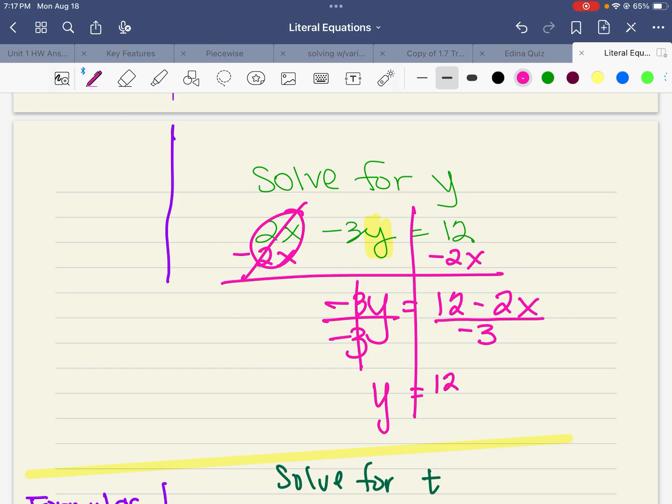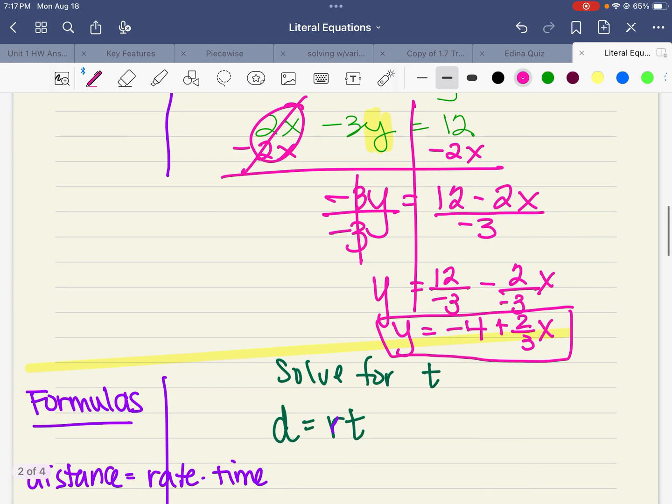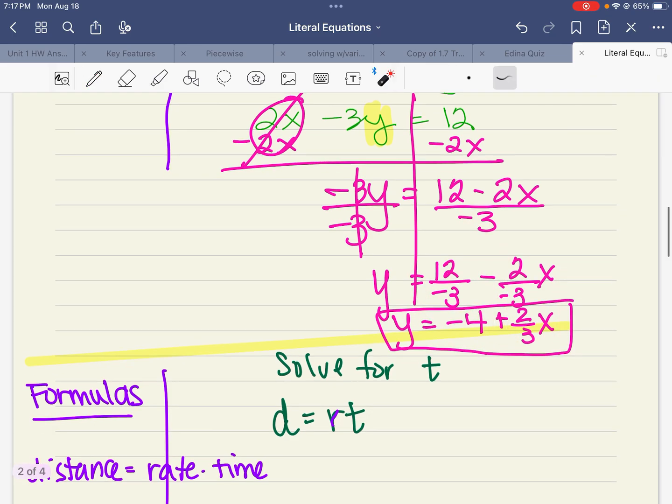So be careful here. This is 12 over negative 3 minus 2 over negative 3. So we want to simplify that. So 12 over negative 3 is negative 4. And then 2 over 3 doesn't really simplify, but I could get a negative divided by a negative here, right? That's a minus 2 divided by negative 3. I could change that to a plus 2/3 x. Okay, so make sure that when you're dividing, you divide everything. And sometimes stuff simplifies like it did here, and then one like this doesn't really simplify so much.